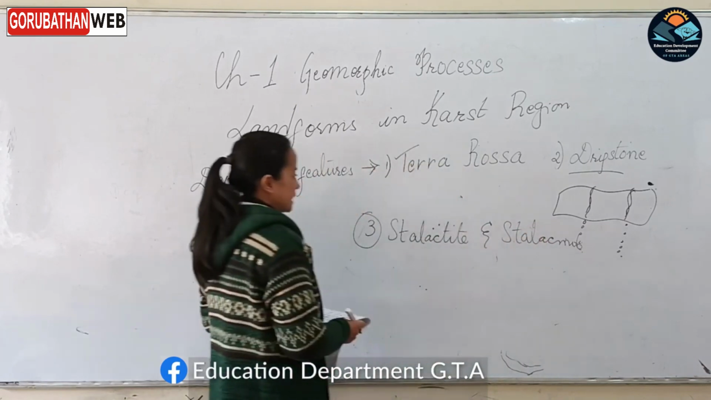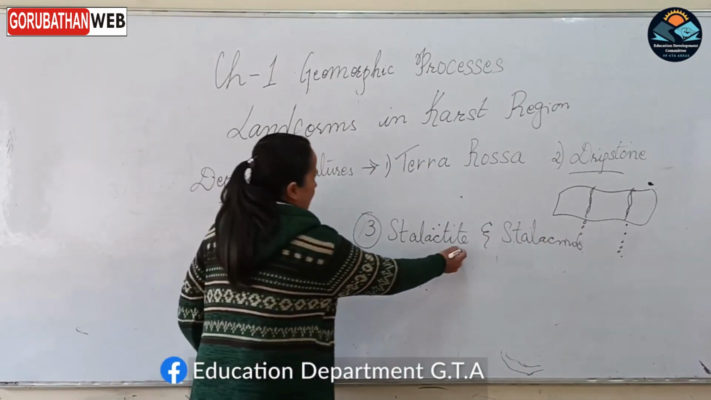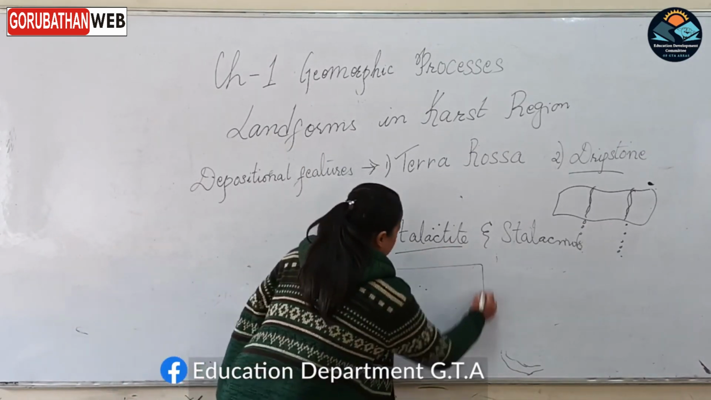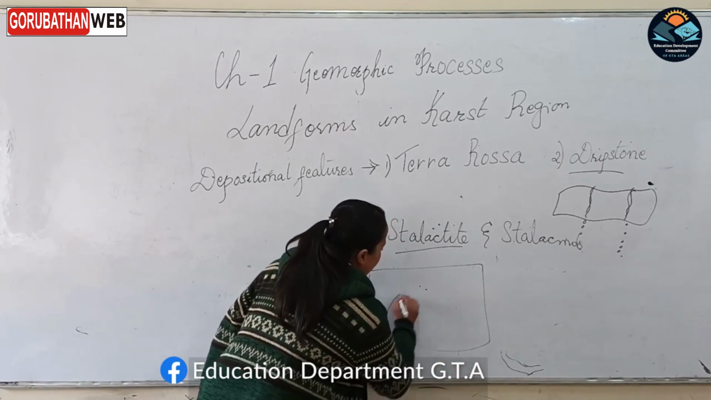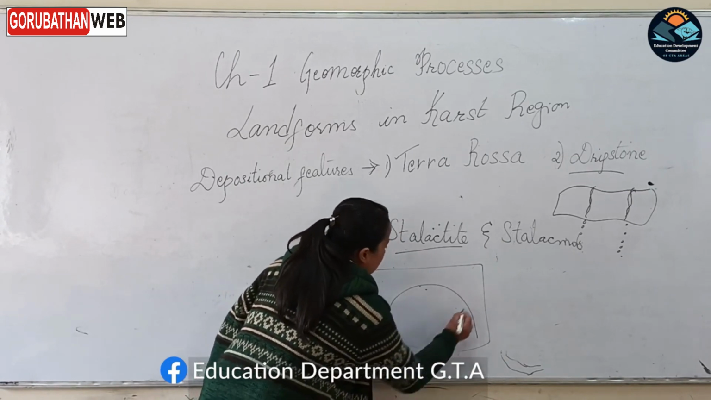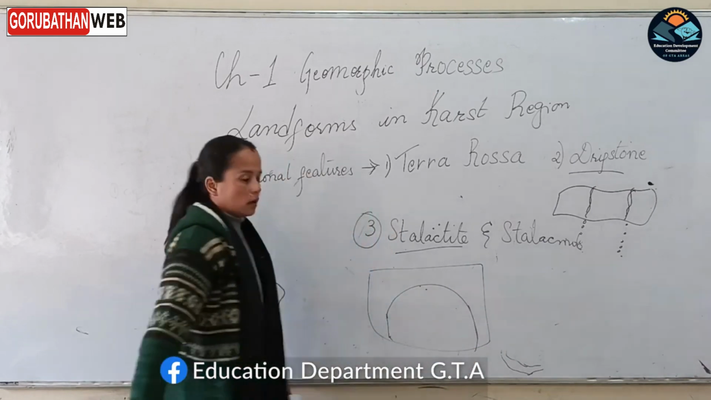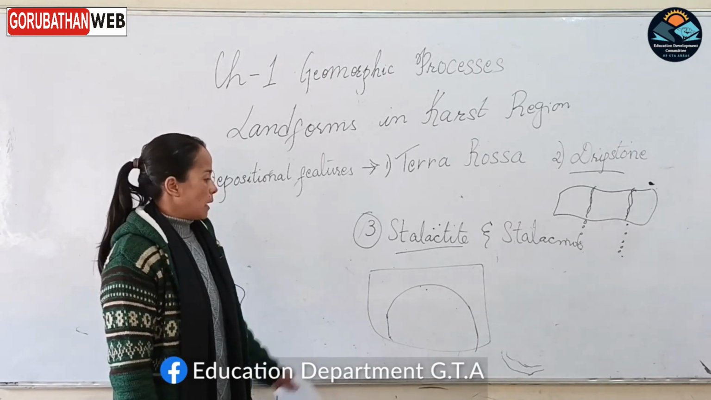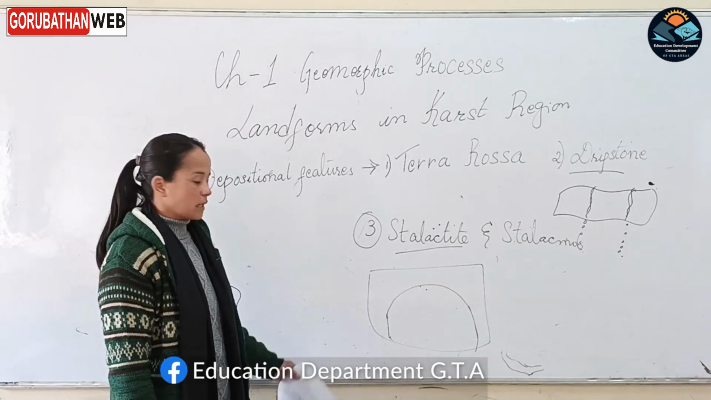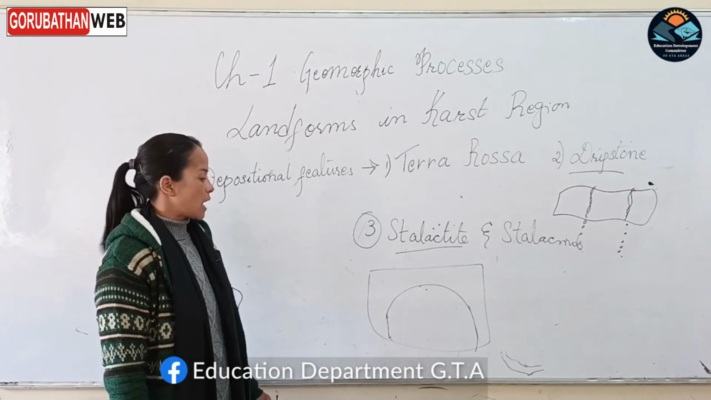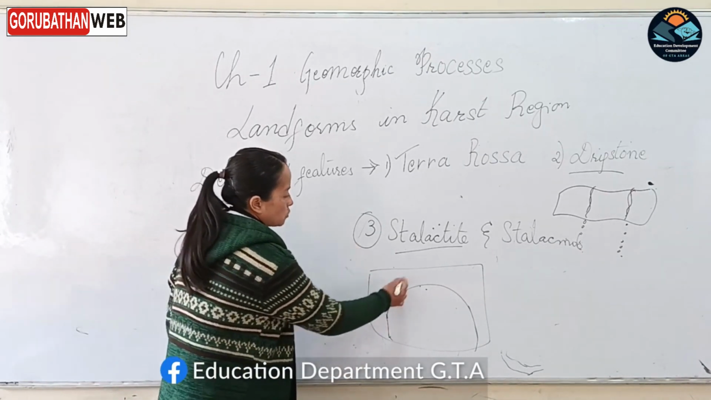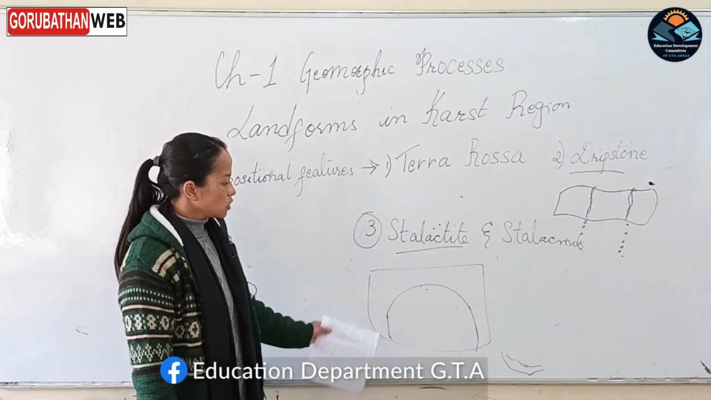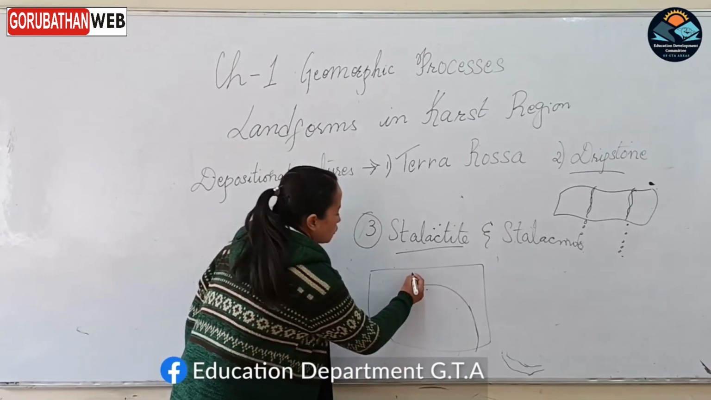So stalactite and stalagmite. In the limestone region, big caves are found under the ground. These big caves are formed by the underground water, by the solvent action of the rainwater, and by the process of carbonation. Through the cracks and the joints, the water enters, so water starts to drip from the roof.